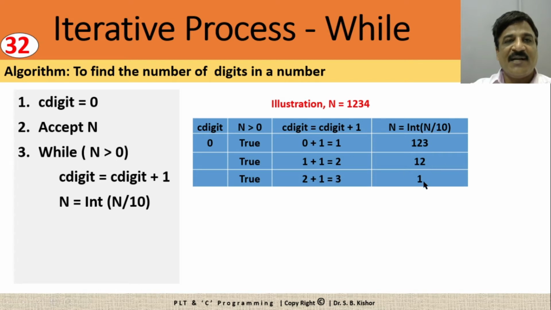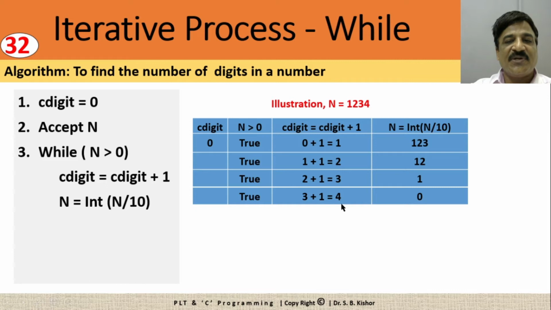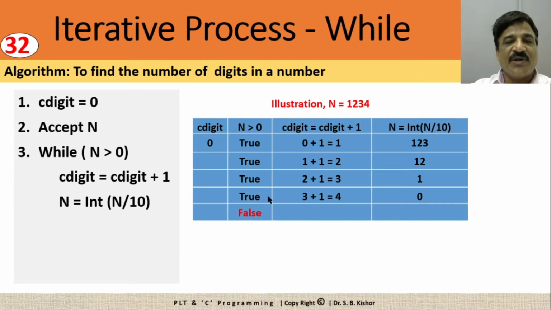Now 12 divided by 10 is what? 1.2. So the integer of that is 1. Now 1 is greater than 0. Again the condition is true. So increment the counter, that is the counter of digits, by 1. And now 1 divided by 10 is what? 0.1. So the integer of that is what? 0. Now, is 0 greater than 0? No, the condition is false.